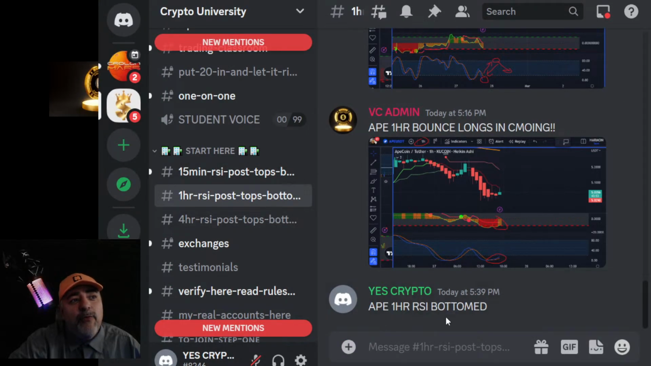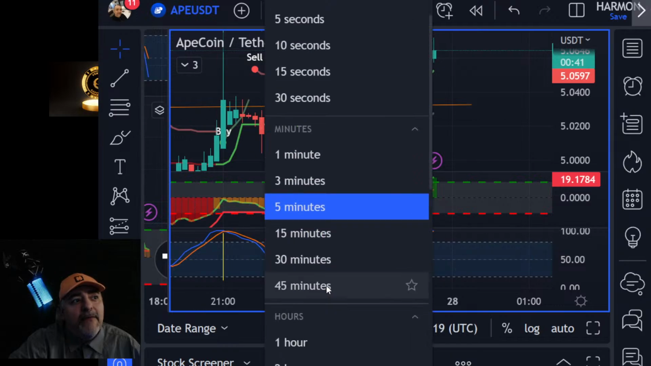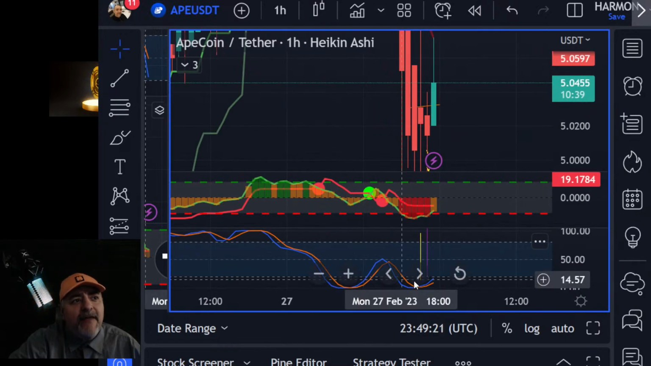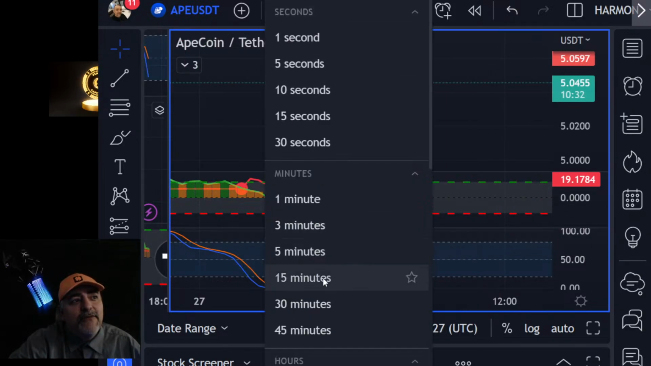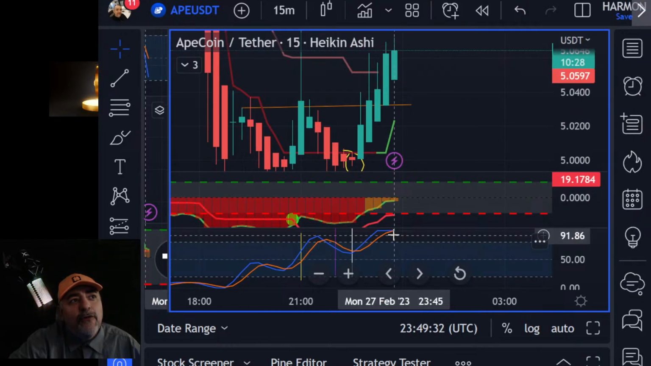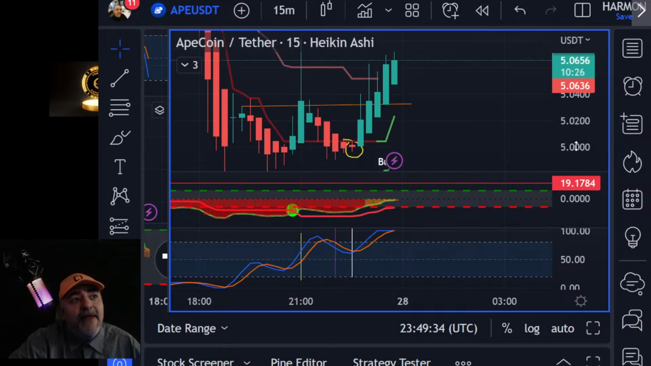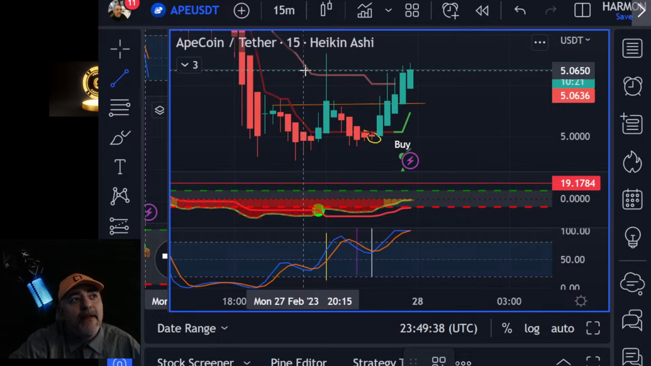We see that the APE 1 hour is bottomed. So now we go to APE and go, okay, we got a 1 hour bottom. What does that mean? That means that we're going to have a long here. We can look for the green moon right here, but now it's going to take a little bit longer. So we're going to slide to the 15-minute. The 15-minute is oversold. So what does that mean? That means eventually we're going to get some type of pullback on this trade.